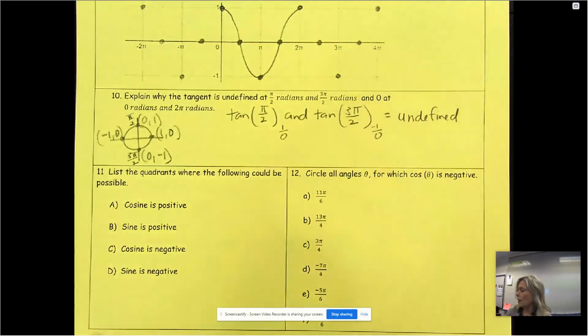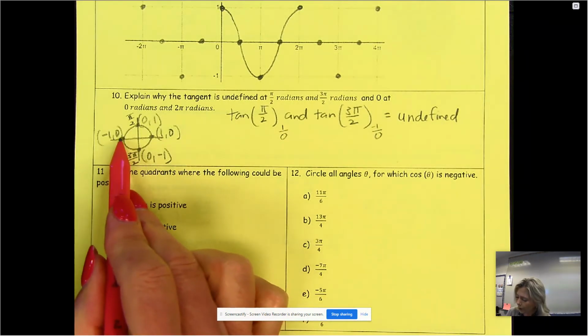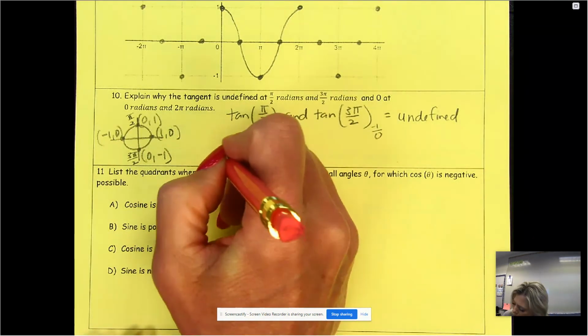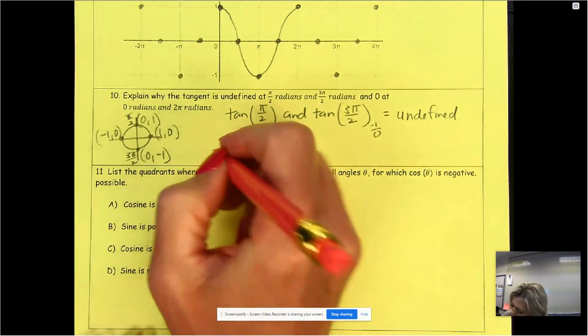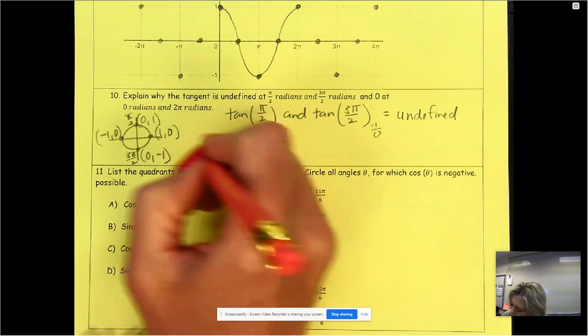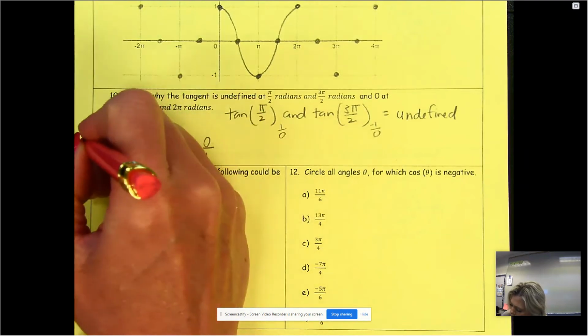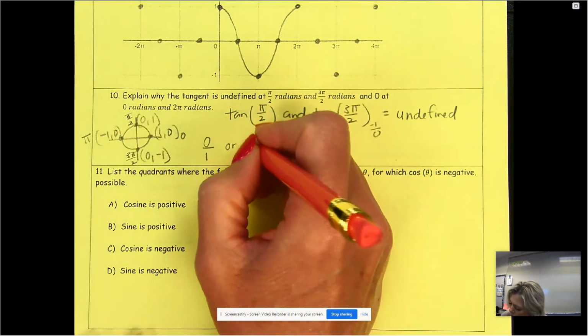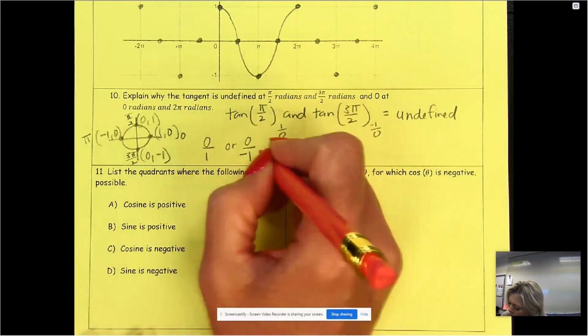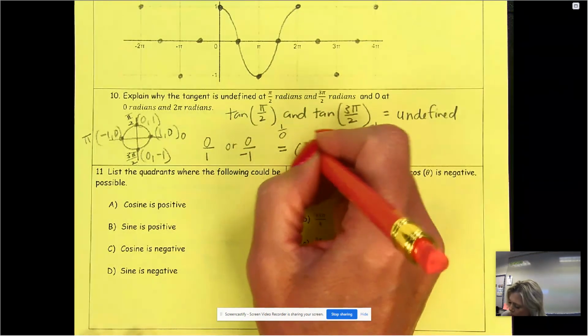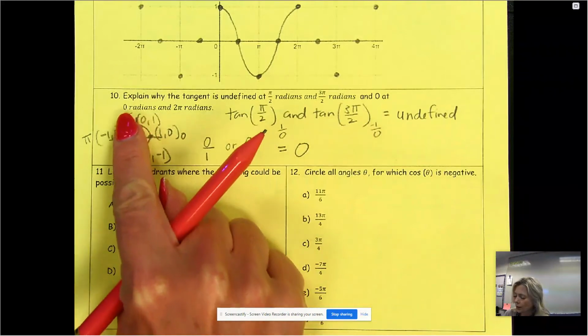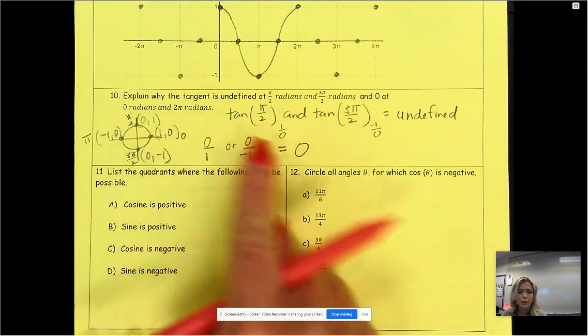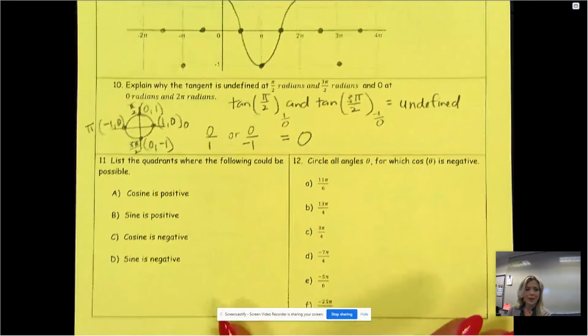However, in those other two places, the tangent is equal to either 0 divided by 1, this is at 0 and this is at pi, or 0 divided by -1, both of these are equal to 0. So the tangent at 0 radians and 2 pi radians is equal to 0.